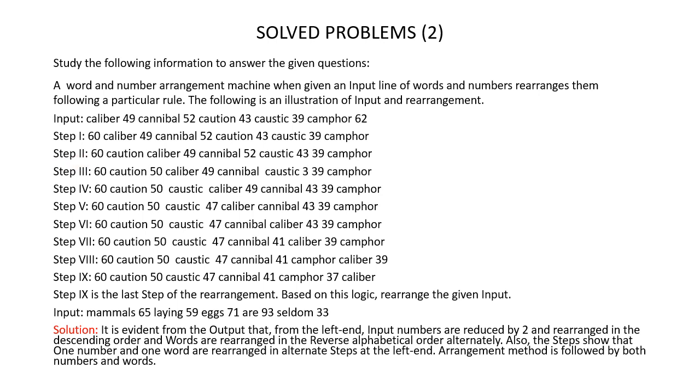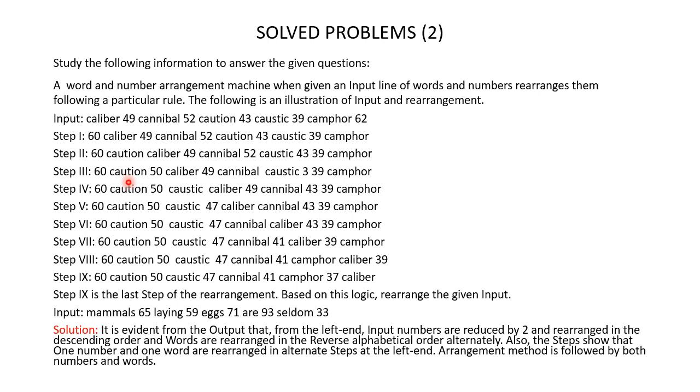When you move on to step 2, you'll see that 60 has retained its first position at the left end. The next element that has been rearranged is caution, and the rest of the elements of step 1 have been written as they are in the same order in step 2. Now moving on to step 3, you will see that 60 and caution have retained their first and second positions in step 3.